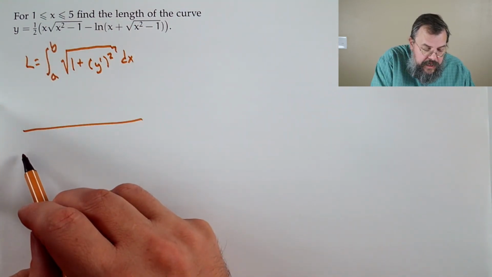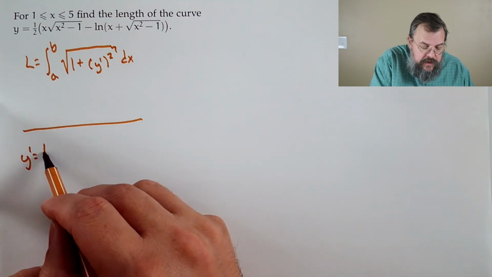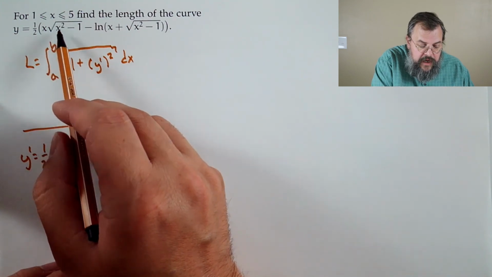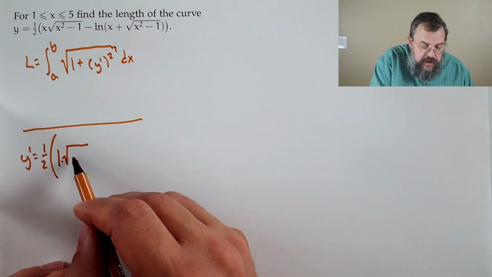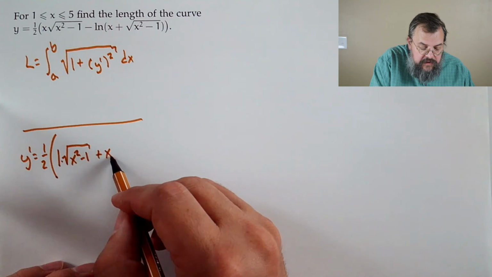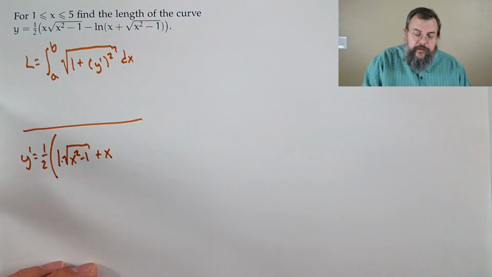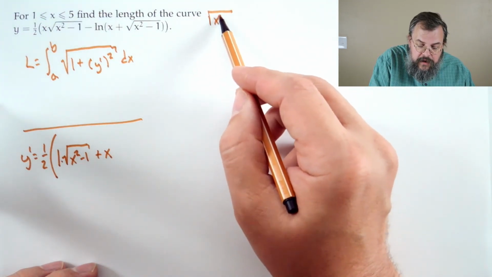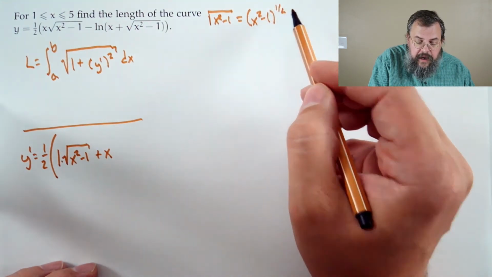So y prime. All right, so there's a half times. Come to the first piece. All right, product rule. Derivative of x is 1, then times the square root of x squared minus 1. Okay, so far so good. Plus x. Now we have to take the derivative of the square root of x squared minus 1. Now, for convenience, let's just remind ourselves that the square root of x squared minus 1 is the same thing as saying x squared minus 1 to the half.